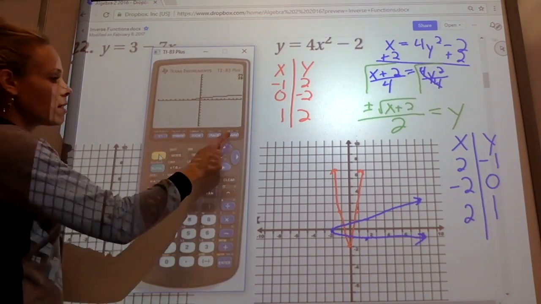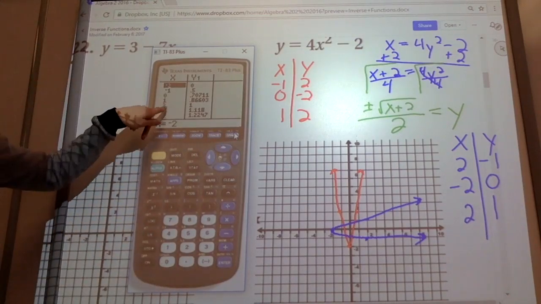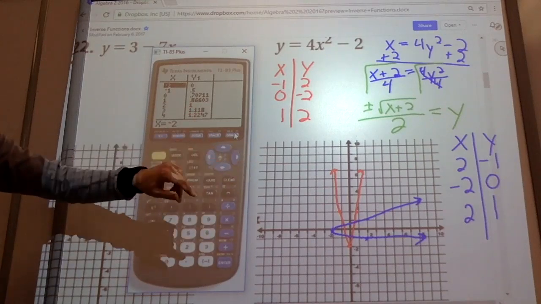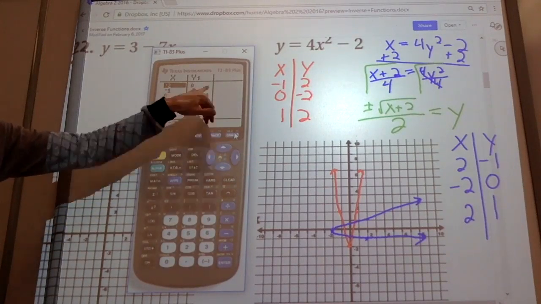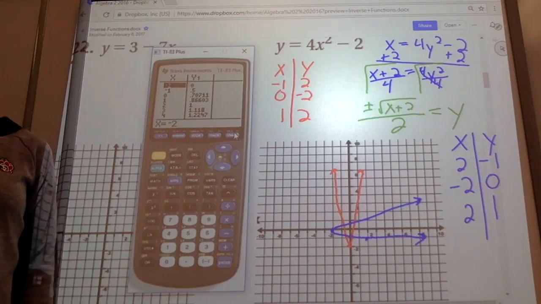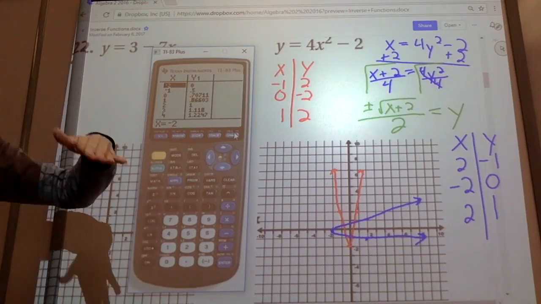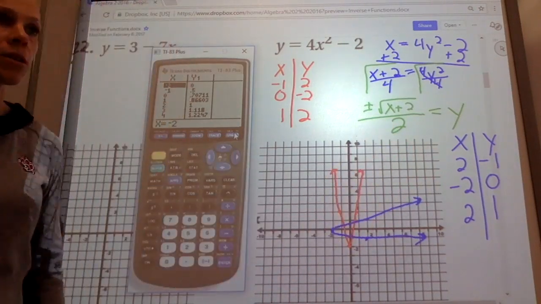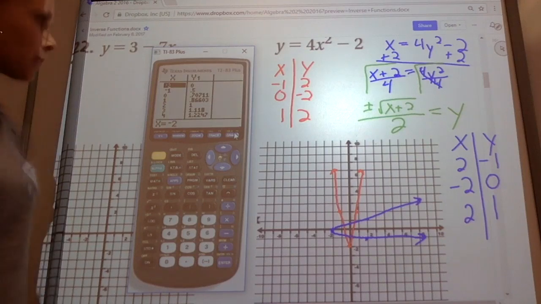But if you go to your table, you should see (2, 1) is a point, and I have that on my table, and (-2, 0) is a point, and that's also on my table. So the top half points should match your table points. Okay. So that's the rest of the lesson.